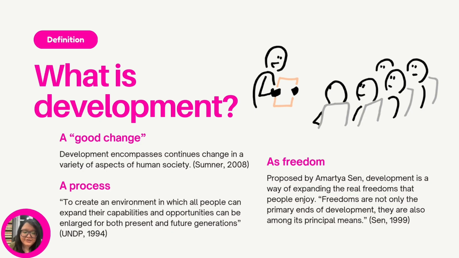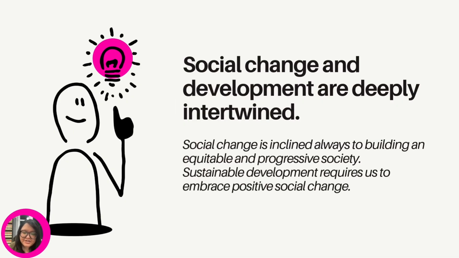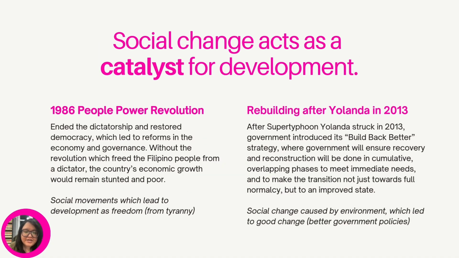So, to answer the question of how does social change relate to development, social change and development are deeply intertwined. Social change is inclined always to building an equitable and progressive society, while sustainable development requires us to embrace positive change. So, it's a circular relationship. Social change acts as a catalyst for development. So, to illustrate, let's use real world examples or issues or social problems and how social change relates to development.